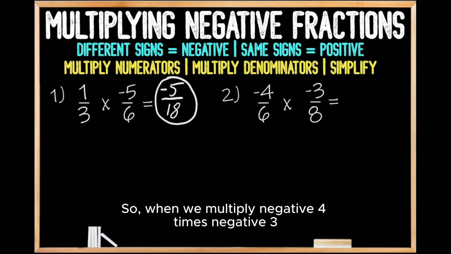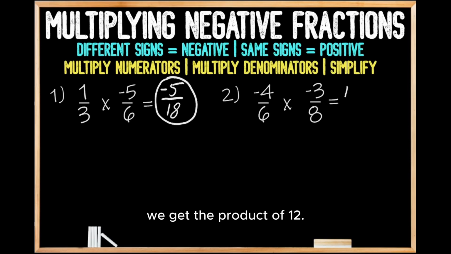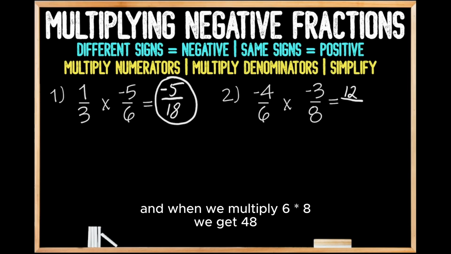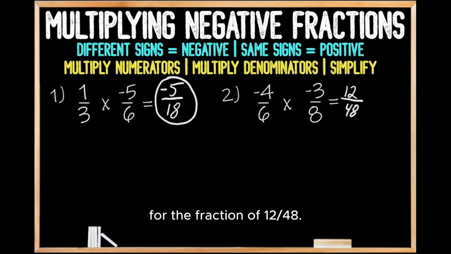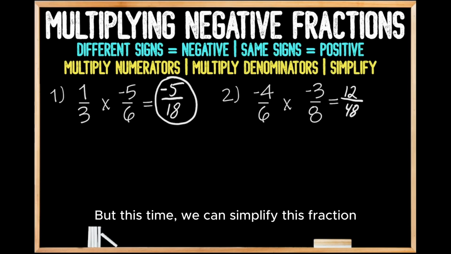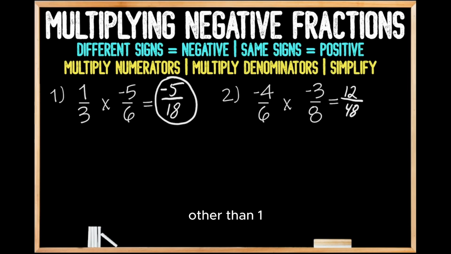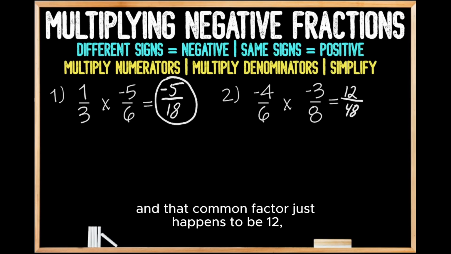So when we multiply negative 4 times negative 3, we get the product of 12. Now we're going to move on to multiplying our denominators. And when we multiply 6 times 8, we get 48 for the fraction of 12/48. But this time we can simplify this fraction because there is a common factor between both 12 and 48 other than 1. And that common factor just happens to be 12.